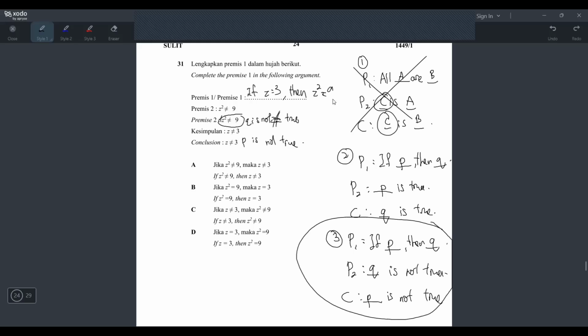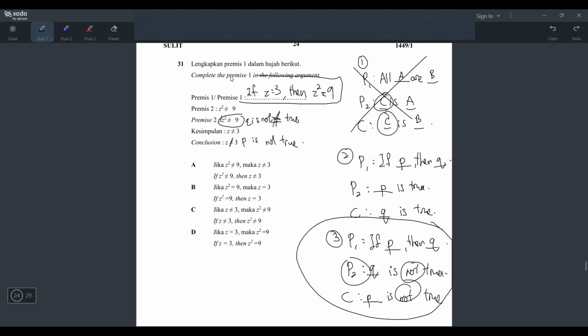Some students will ask me, hey sir, do I have to write the not equal sign like this? No need. If you write the not equal, then it becomes wrong already. Remember, when you mention this one, you will just mention if Z equals 3, then Z squared equals 9. Premise 2 only, you will do negation. That's why when you write the first one, you will not put the symbol.